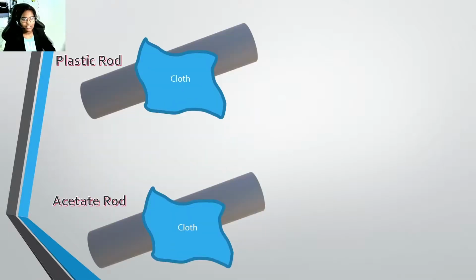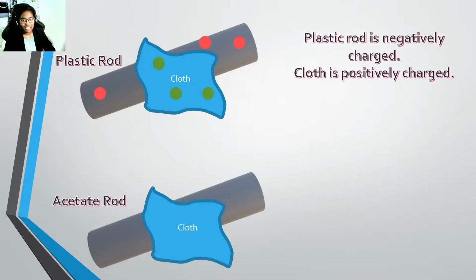Here you see two rods and two cloths. First, let's look at the plastic rod and the cloth. When you rub the cloth against the plastic rod, electrons from the cloth transfer to the plastic rod. We can see that the plastic rod has a negative charge as it has negatively charged electrons in it, while the cloth is positively charged.